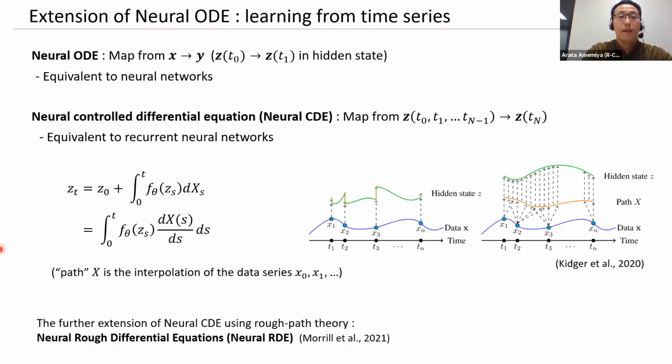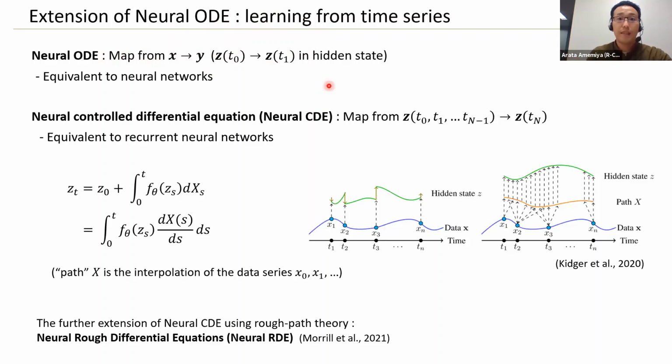I would like to mention briefly some extensions of neural ODEs. Neural ODE is a map from a single vector to another single vector, which corresponds to the transformation of the latent variable from one particular time to the target time in hidden state. The neural ODE is essentially equivalent to neural networks.